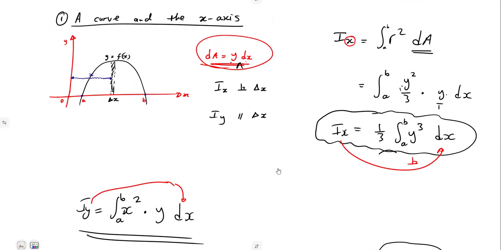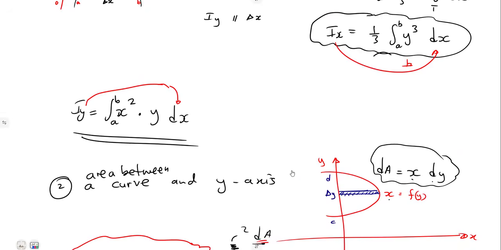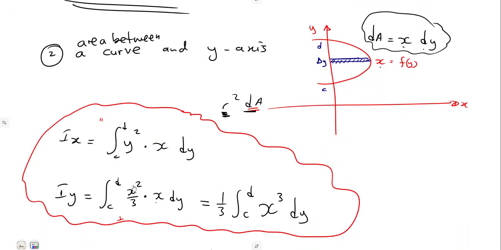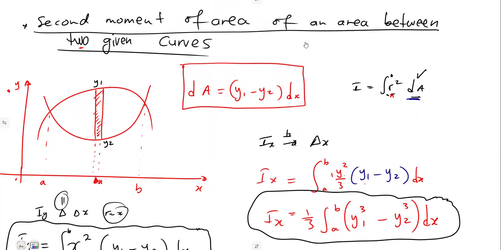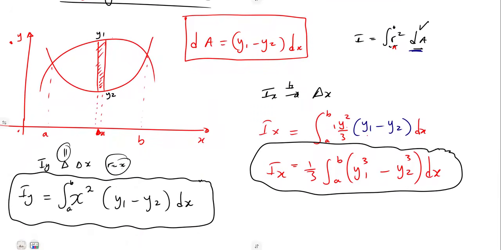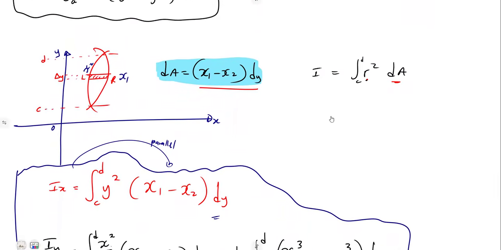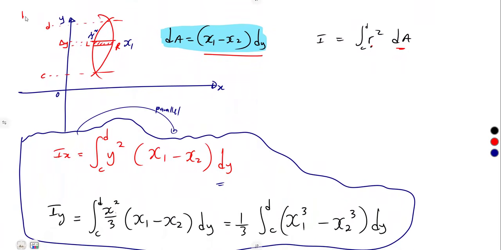So you choose. Are you going to just memorize these formulas? For a curve and the x-axis, these are the two formulas you're going to use. For a curve and the y-axis, these are the two formulas. And then the second moment of area of an area between two given curves. Consider this as the first condition, where we can calculate the second moment of area with respect to x and this one with respect to y. And we can have the second condition between the two given curves, but the strip is for y this time. These are the two formulas that you're going to end up using.